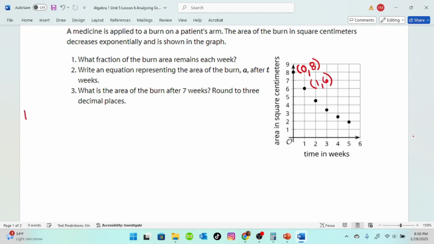So now that I know 2 points, what I can do is take the second y value, which is 6, and divide it by the first y value, which is 8. And I can simplify this by dividing the top and the bottom by 2. 6 divided by 2 equals 3, and 8 divided by 2 equals 4. So 3/4 of the burn area remains each week.